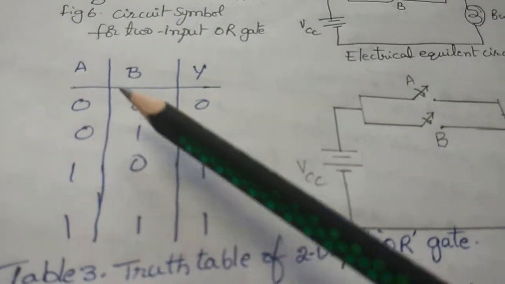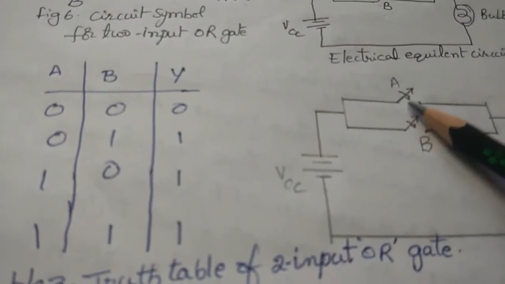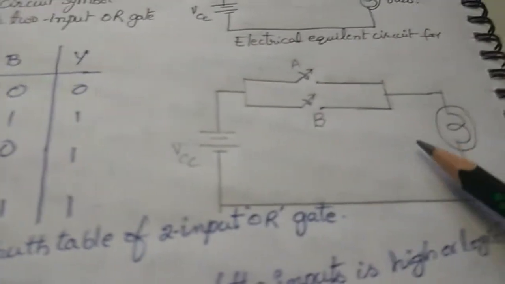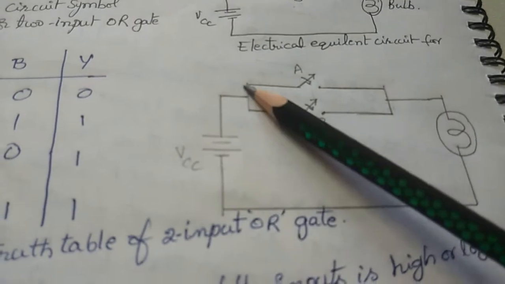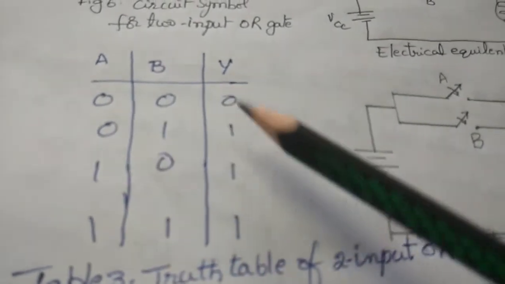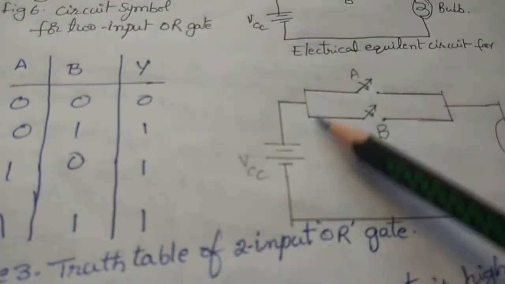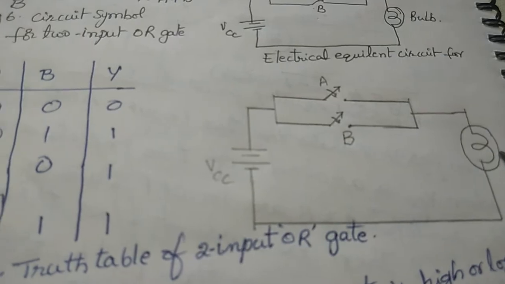When both inputs are 0 0, it means that the two switches are in the off state, that is, these two switches are kept open, and the output is 0. When these two switches are off, there is no path for the current to flow to the bulb, so the bulb is in the off state.